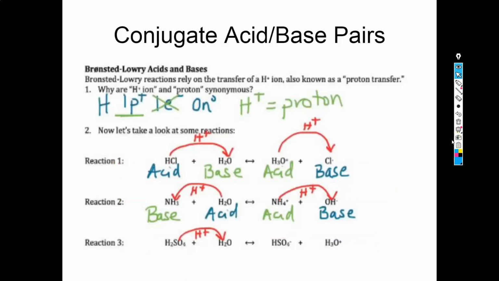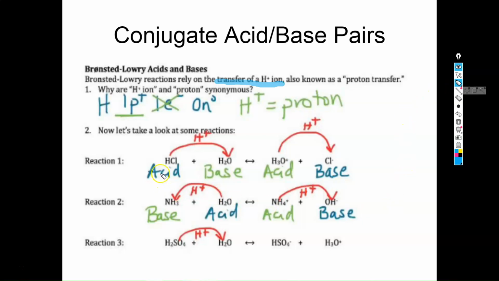Take a look with me here. When we're talking about Bronsted-Lowry reactions, that means what we mainly want to pay attention to is the transfer of a hydrogen ion. And so we're calling it a proton because protons are hydrogen ions. They consist of one proton. Hydrogen has only one proton. Okay, so let's take a look at how this works here.